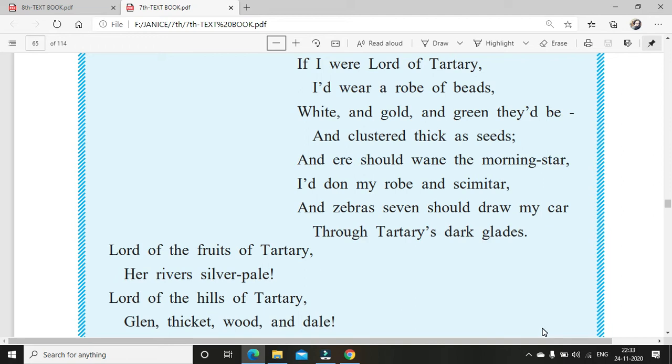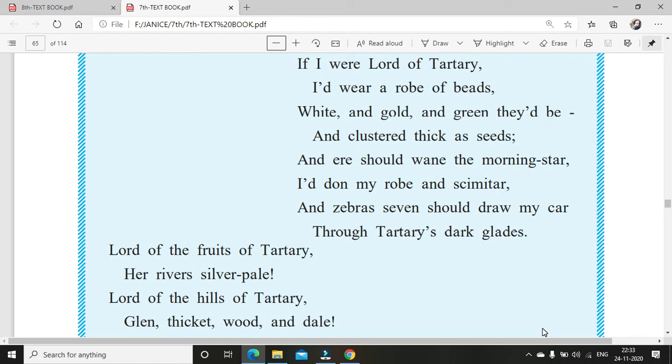The star that shines in the morning, the sun. So you see, whenever the sun becomes small, the power of the sun becomes less. There is no sunlight. I don my robe and scimitar. Don means wear my robe, and scimitar is a small dagger with a curve, which is curved towards the end. And zebras seven should draw my car through Tartary's dark glades.